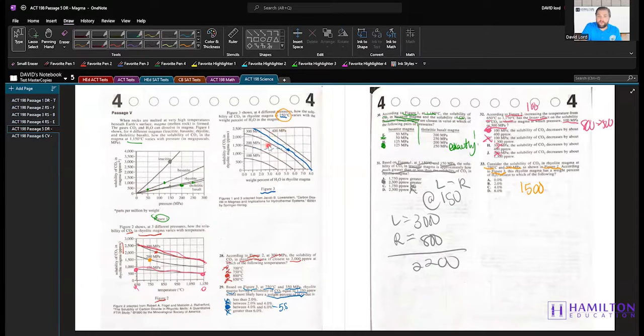So we want 1500 at the 200 MPa. And look at that. That is right at 0 weight percent. So that's what we're looking for, something very close to 0. D, C, and B are too big. And so the correct answer is 0% or A.